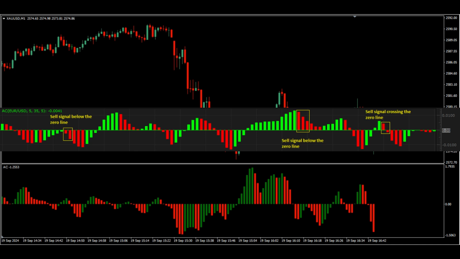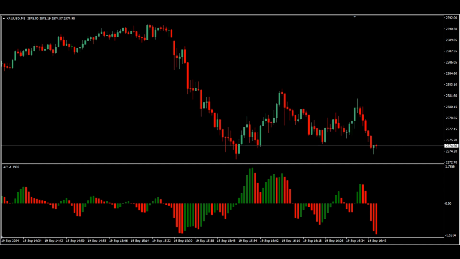Note that Bill Williams believes that when the histogram bars cross the zero line from above to below, only two red bars are enough for a sell signal above the zero line to occur. On the following picture, you can see all AC sell signals. The AC oscillator's values are calculated automatically using the following formula.